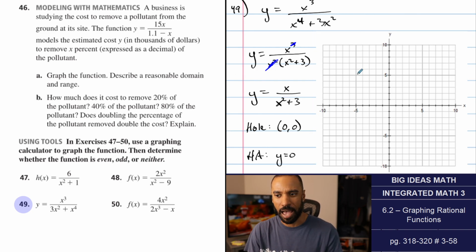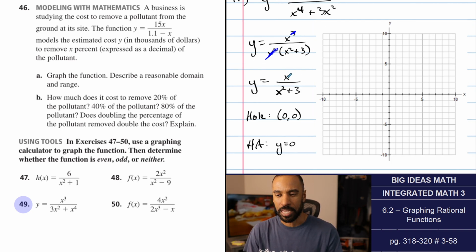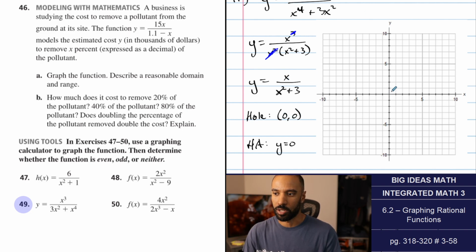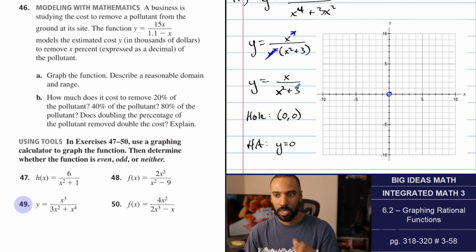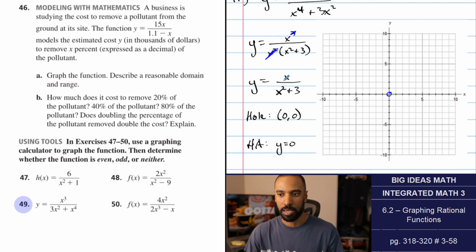There are some points I'd have to plot here just because the x-intercept can't be 0 because there's a hole there. A hole is just basically drawn like this, and the y-intercept would also be 0. So I would have to plot some points on this thing. I just know that as x becomes positive, I get positive numbers. As x is negative, I get negative numbers. So really all I know is the hole and the asymptote. There isn't really much more that we know to this graph unless we plugged in values.